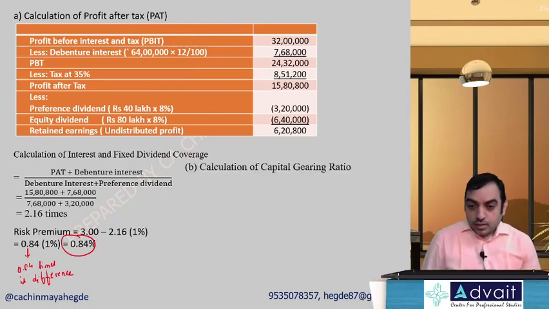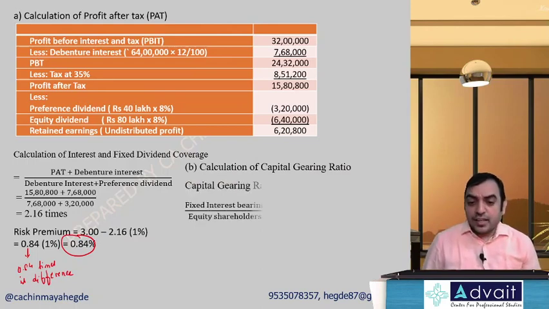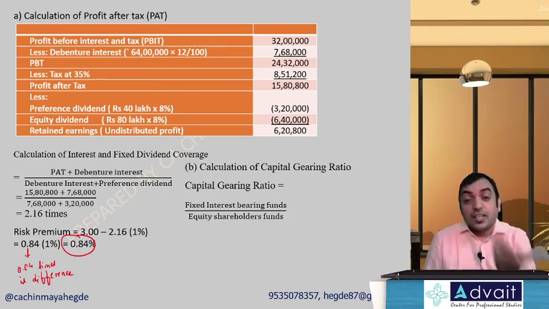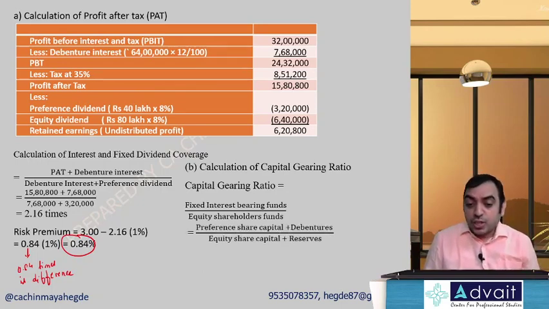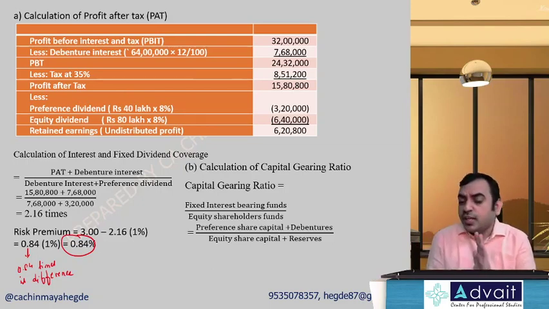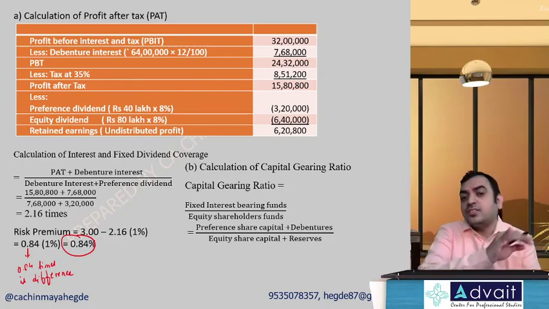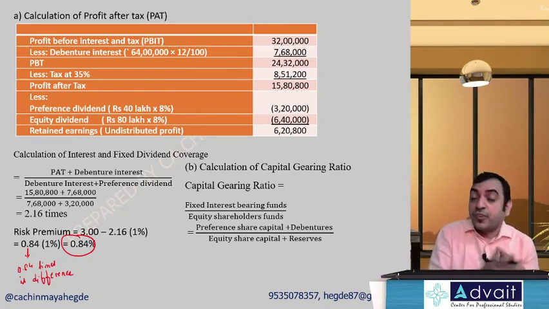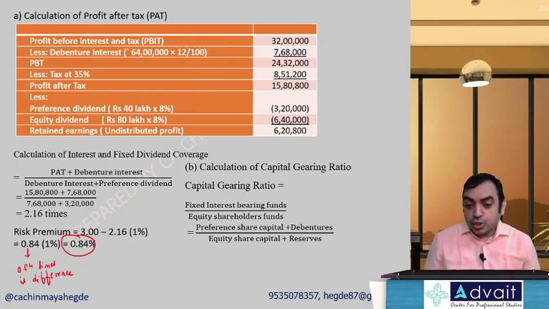Okay. Next, capital gearing ratio. Capital gearing ratio is basically where we take preference share capital also as debt, because it is nothing but fixed interest bearing funds, fixed expense bearing funds. So the numerator will have debenture as well as preference share capital. Only the debt to equity ratio changes. Preference share capital is also considered as debt because you have a fixed outflow of dividend. So numerator: preference share capital plus debentures; denominator: equity share capital plus reserves.